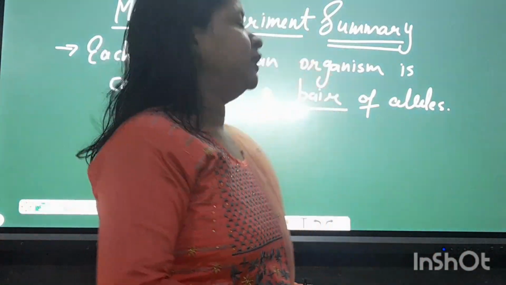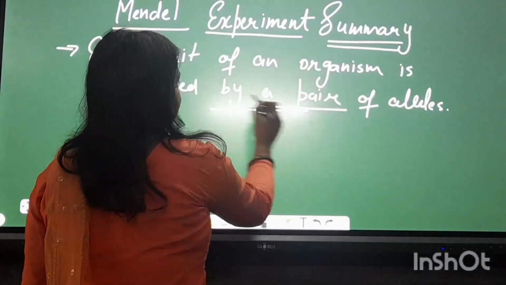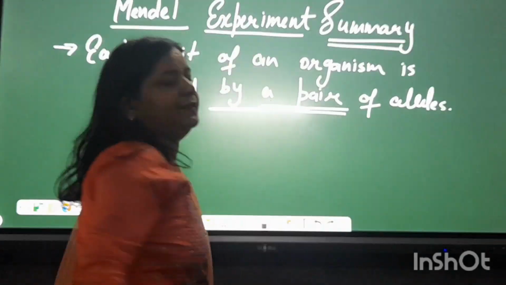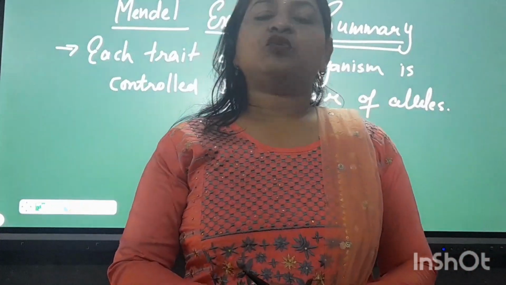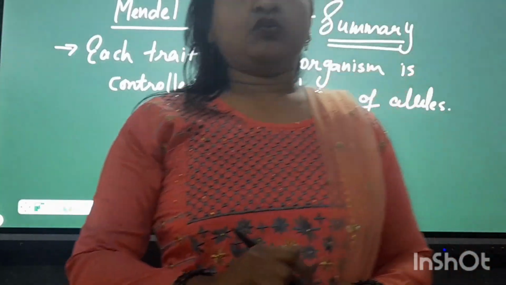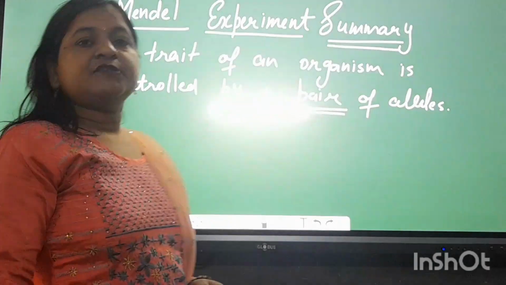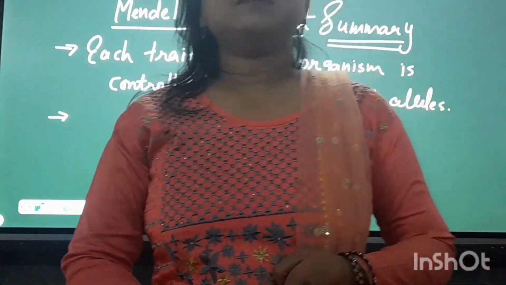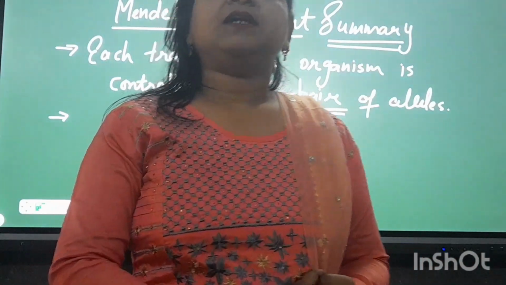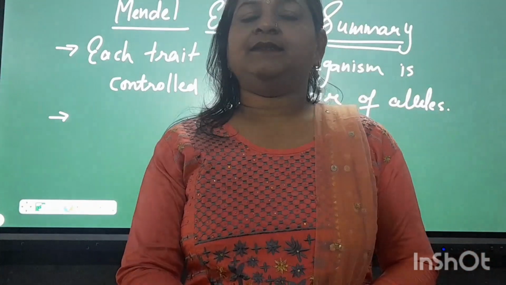You can write. Number 1, Mendel summary. Each trait of an organism is controlled by a pair of alleles. Means every trait of every organism is always controlled by a pair of alleles. If these two alleles are different, then one will show its character, which we call dominant, and the other, which cannot show its character in the presence of the other allele, is called recessive.